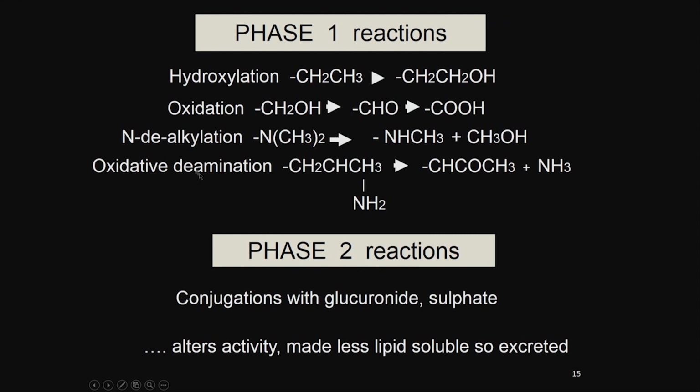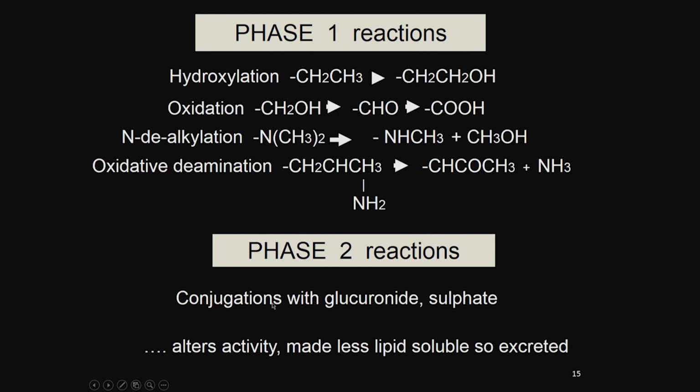Oxidative deamination, that means you are removing the NH2 group here as ammonia, as well as putting an O, that is why it is called oxidative deamination, you understand. So hydroxylation, we are putting an OH group, or oxidation, that means you may add an oxygen or remove a hydrogen. Dealkylation, one CH3 from nitrogen is removed, or oxidative deamination, that means you remove the NH2 here and you may put an O here.